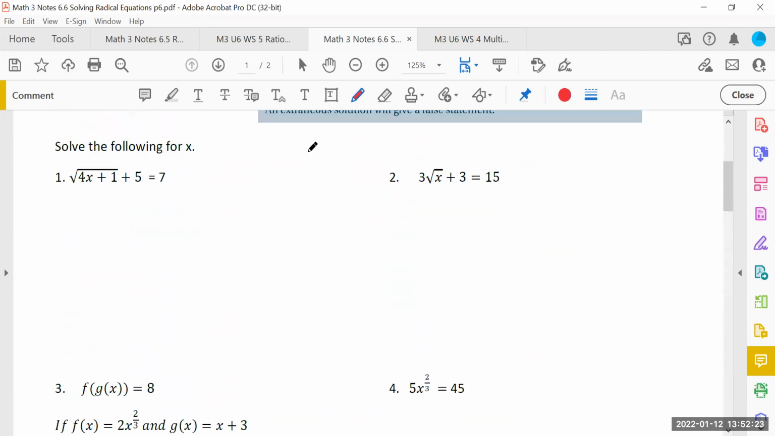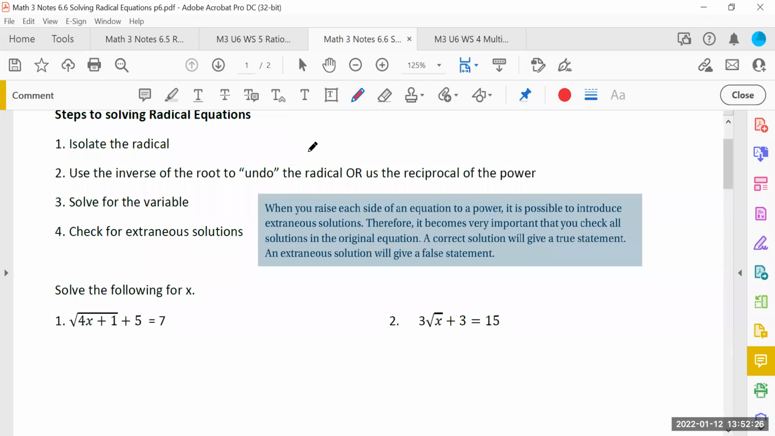So up here, we're going to go through essentially the same steps every time. Isolate the radical, or parentheses with an exponent. You're trying to get the radical, the square root, the third root, the fourth root, or the parentheses with a power by itself. So anything that's on the outside of that, get rid of it first. Once you've done that, do the inverse of the root to undo the radical, or use the reciprocal power.